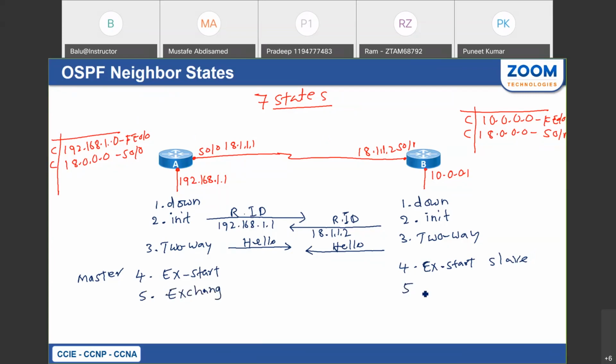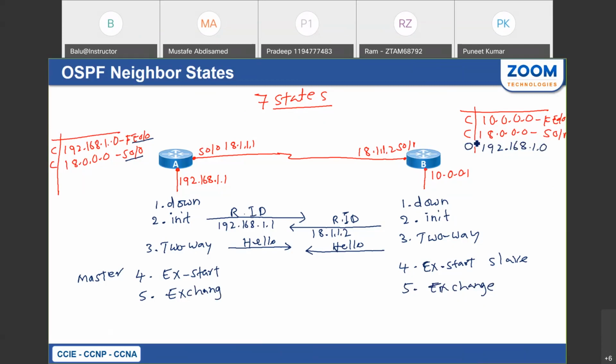The fifth state is database exchange. Now A has two links: FastEthernet 0/0 and serial 0/0. So A will update its two links' information to B. B says, hello A, I already have the 18 network information. Now the remaining 192.168.1.0 I will update here. It's going to be loaded in the routing table. This network is updated by which routing protocol? OSPF. So the code is O. O is the code, OSPF is updated.